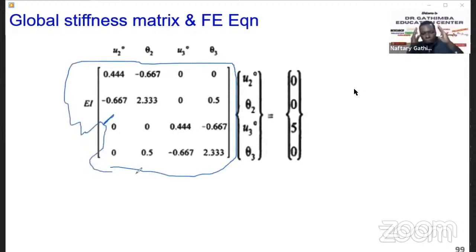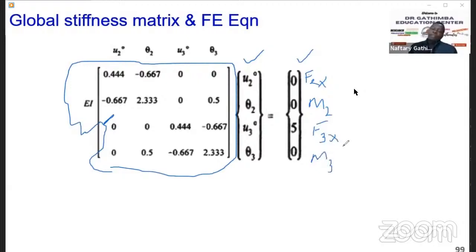When you have reduced our matrix, removed the rows and columns associated with the 0 displacement components, we then introduce the associated displacement vector and load vector. Here U2 is associated with F2 in the X direction, theta 2 is associated with moment M2, U3 is associated with F3 in the X direction, and theta 3 is associated with M3.